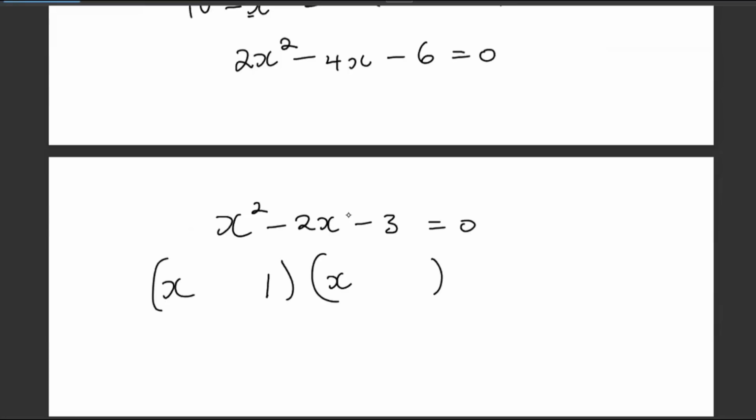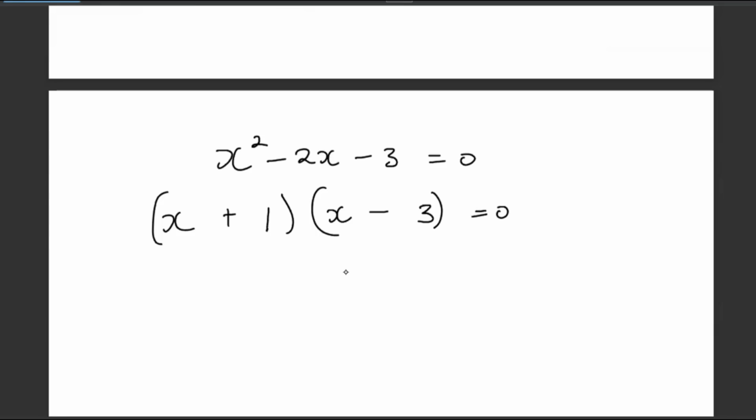Now factorise: that's x and x. This can be a 1 and a 3. I'll put a negative and I'll put a plus. Okay, so either my x is a negative 1 or my x is going to be a positive 3.